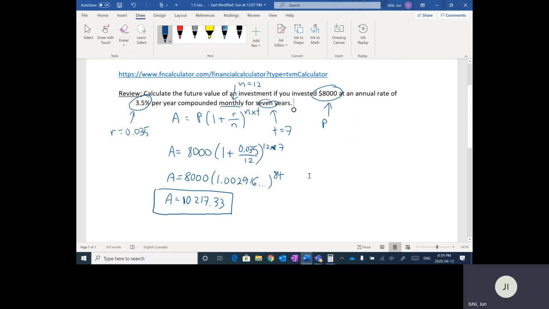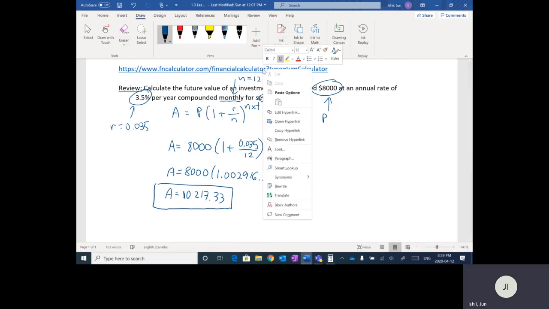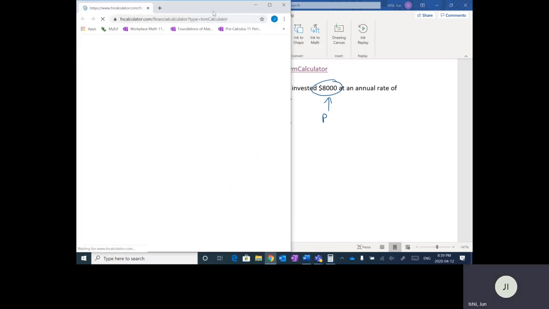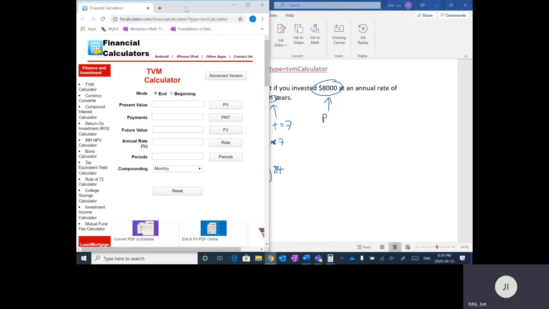Today it's basically just getting used to this TVM solver calculator. We're going to be able to get these numbers just by plugging the information into the calculator. So I'm just going to open that hyperlink. This is the calculator that's there.